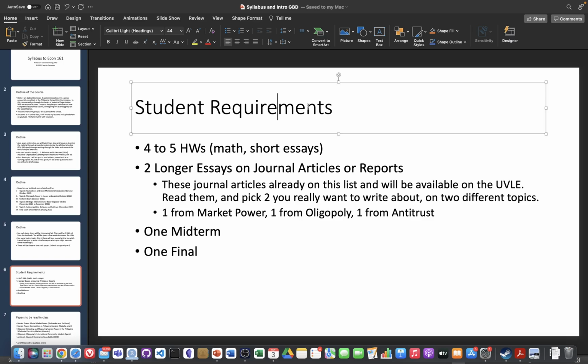And then there'll be a midterm, which will be kind of like a longer homework and a little bit of shorter essays, and the final, which is the same, homework and math and short essays.